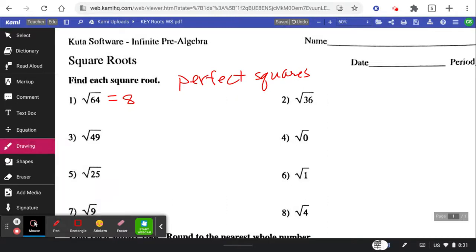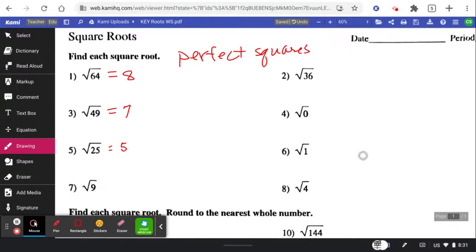Okay, let's see how you did. Did you get 7, 5, 3, 6, 0, 1, 2?